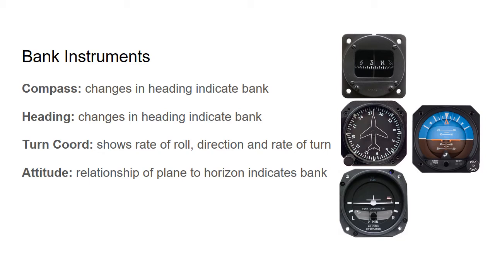If you are partial panel and using the magnetic compass to hold the heading, then the compass is primary for bank. If your gyros are working and you're trying to hold the heading, then the heading indicator is primary for bank. If you're trying to maintain a standard rate turn, then the turn coordinator is primary for bank. Once again, the attitude indicator is only primary as you transition to or from a turn.